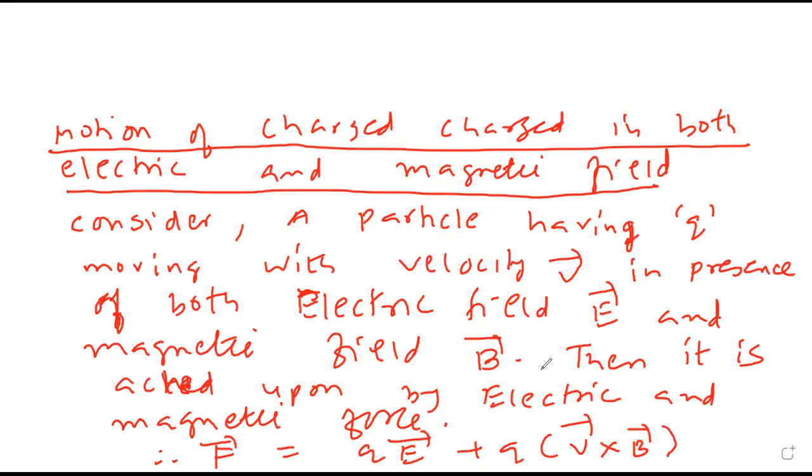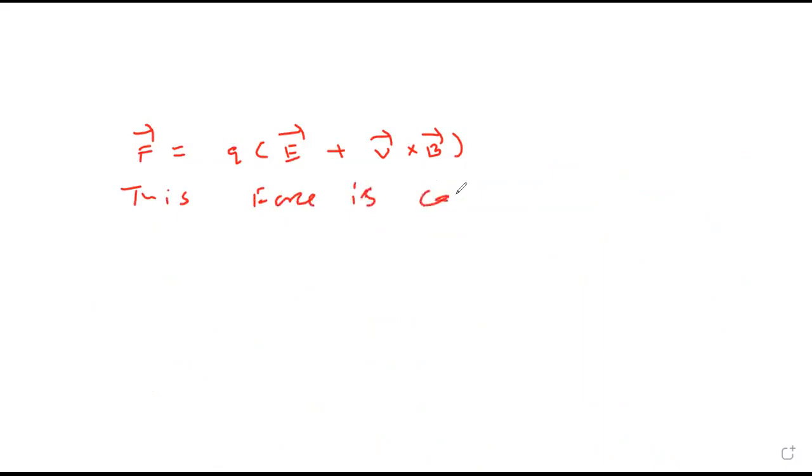Okay. Together, this force is called Lorentz force. So the net force in the presence of electric field E bar and magnetic field B bar, you can take q common. This force is called Lorentz force. 2-3 times they have asked this as an MCQ: which of the following represents Lorentz force? Lorentz force.